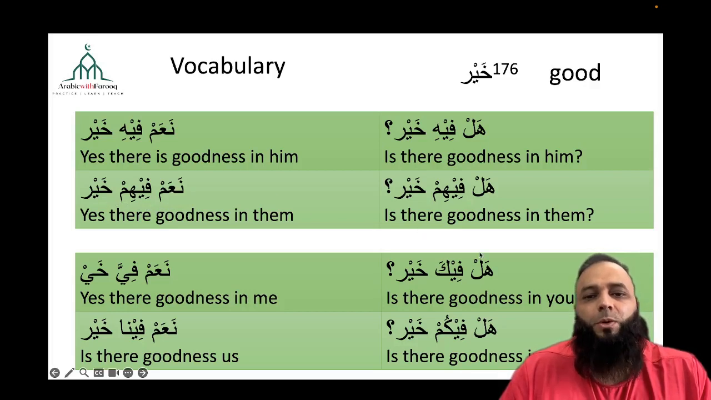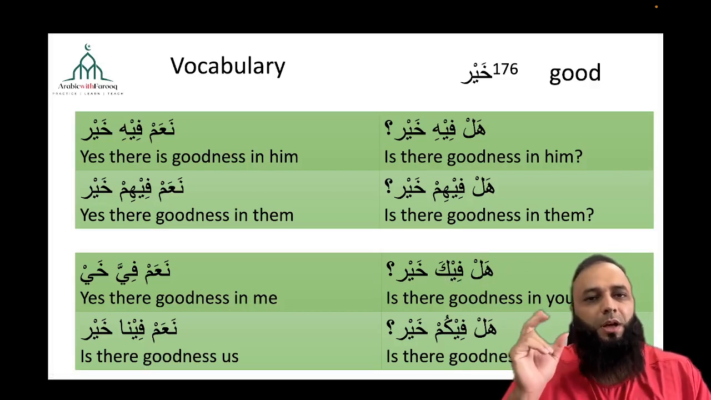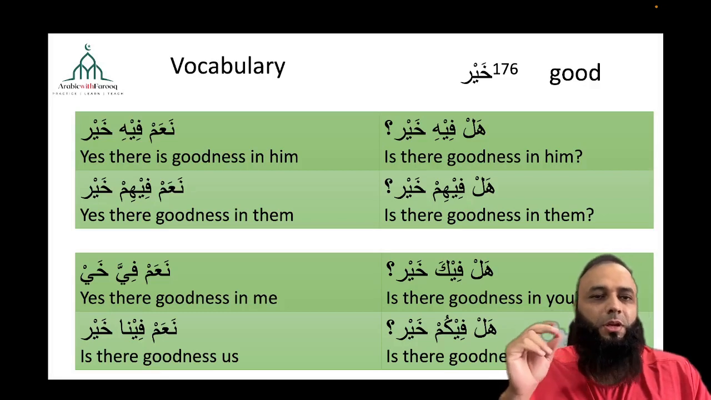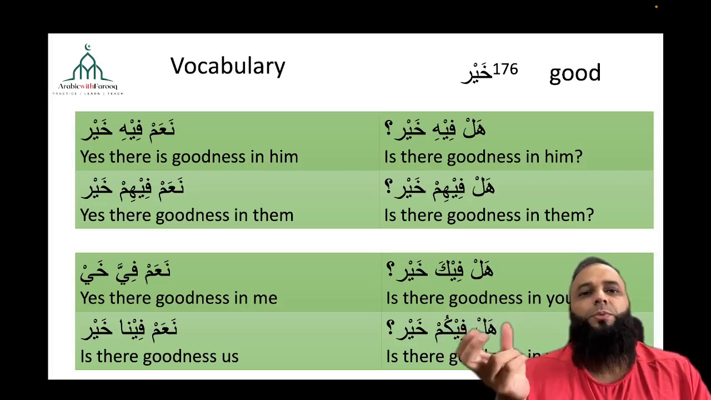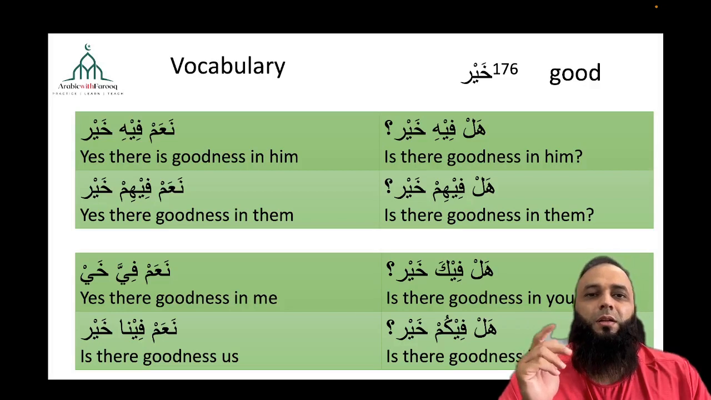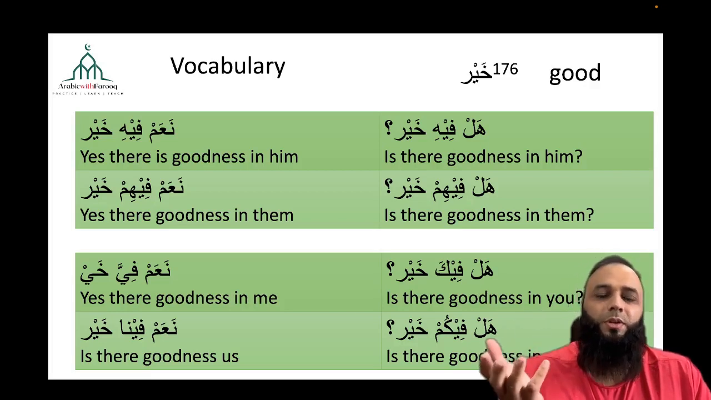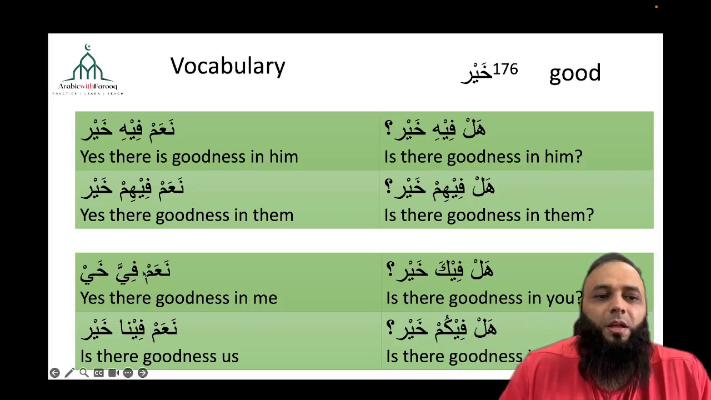All right. Then let's look at another example, hal fika khair. So now fika means you. You need to remember ka. So if you practice this enough, when you hear ka, you immediately should understand it's referring to you. And then you have to put the meaning of the word, which is fi. So in you. So hal means is there goodness in you? In English, that would be the right way to say it, right? And then you would say naam, fiya khair.